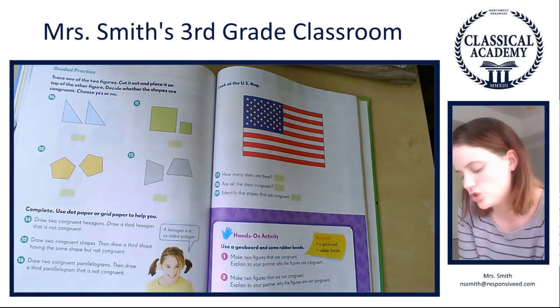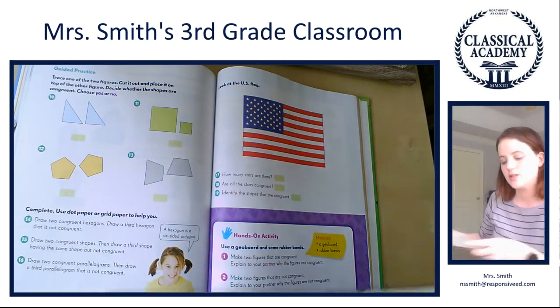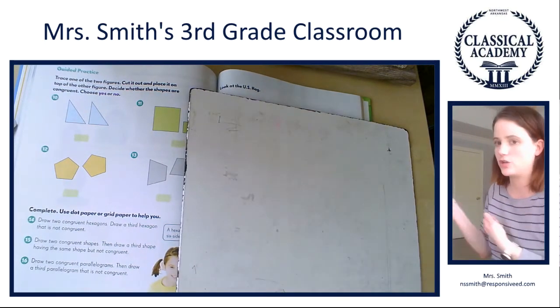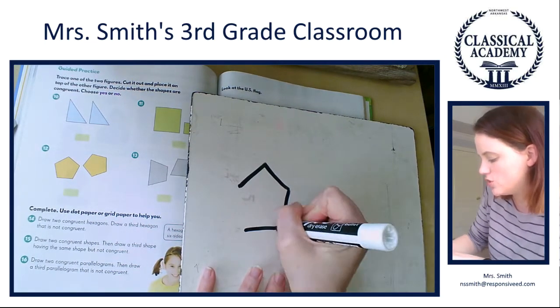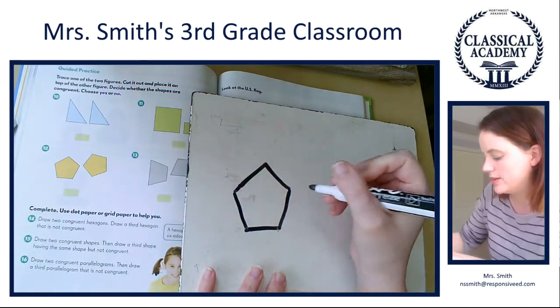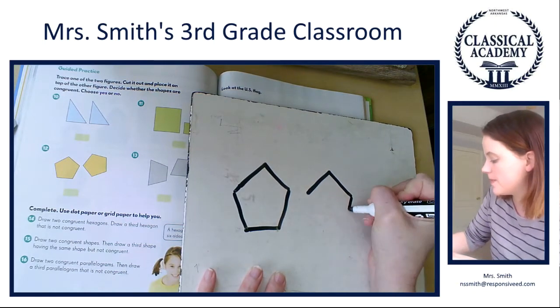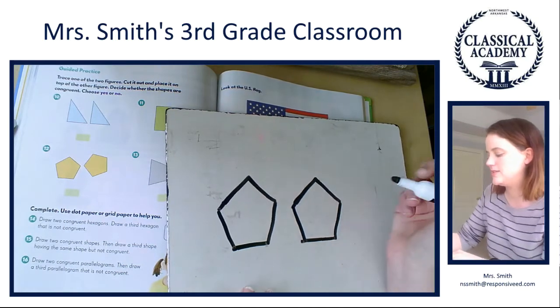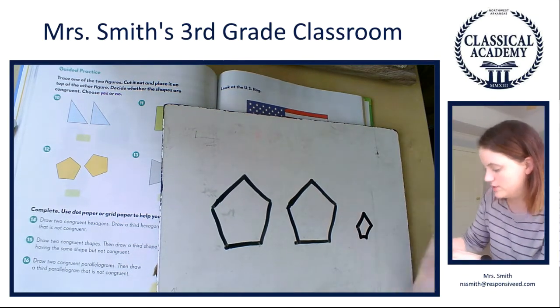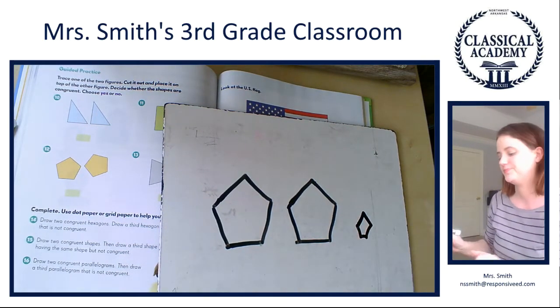Number 14, draw two congruent hexagons. Draw a third hexagon that is not congruent. I'll have to try my best at drawing. Just do your best. If it's close and you know that you meant to do it congruent, then you're good. These are congruent. They're the same size, same shape. Here's one that is not congruent because it's not the same size.